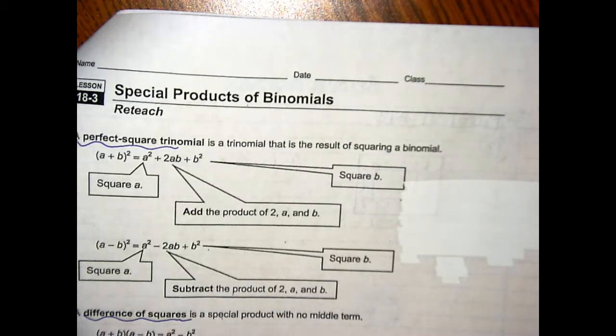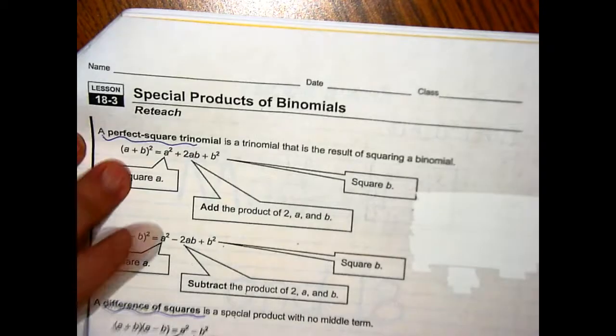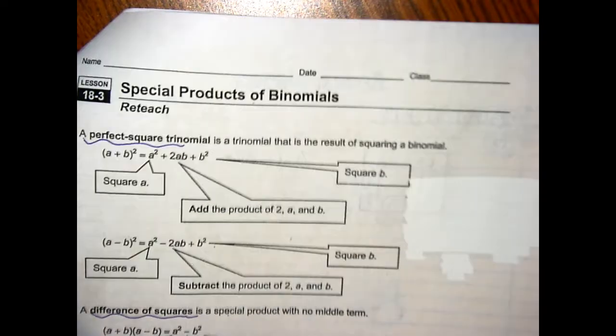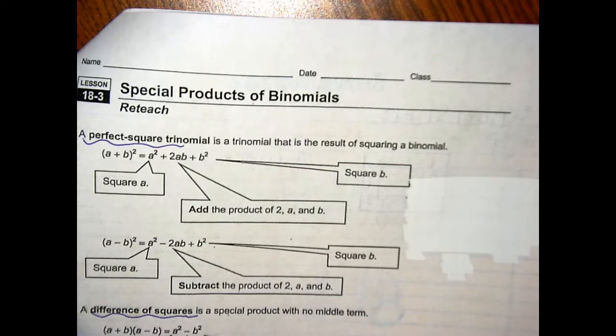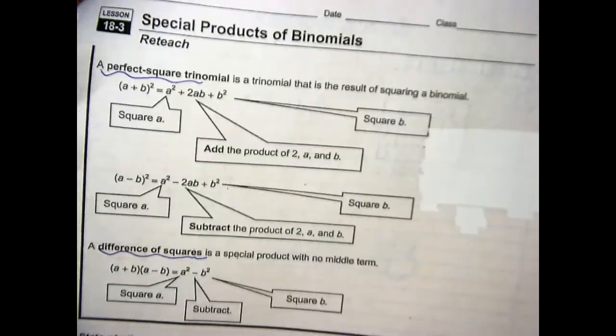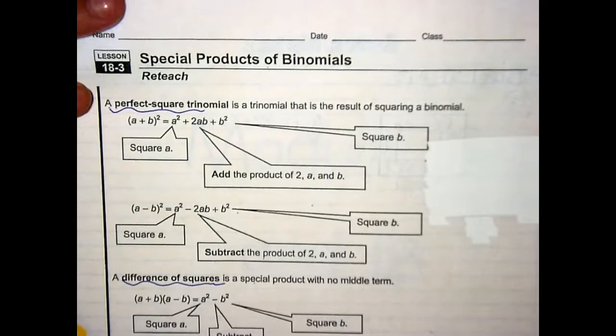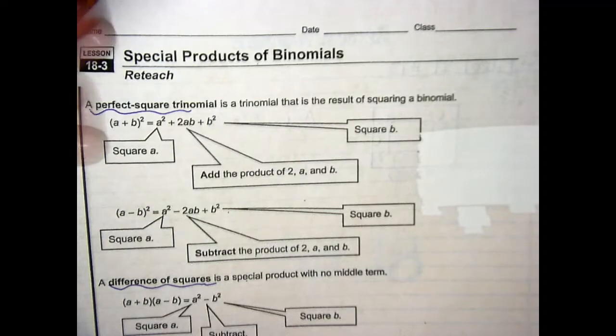Good afternoon, guys. These are your notes for 18.3. It's special products of binomials. So yesterday you learned how to FOIL. Today you can do this with FOIL, but it's kind of a shortcut.